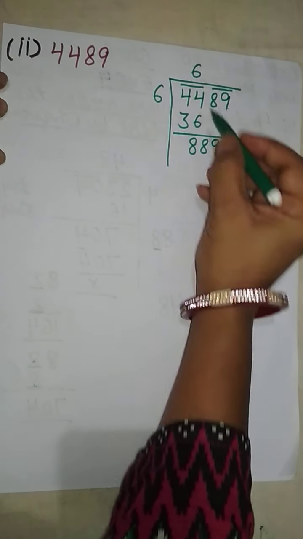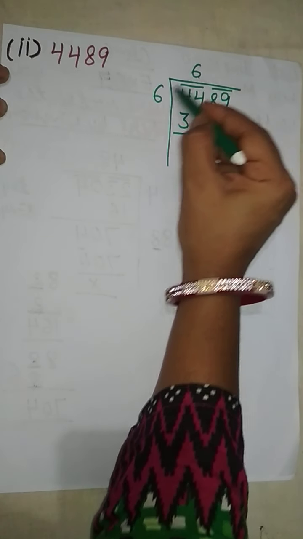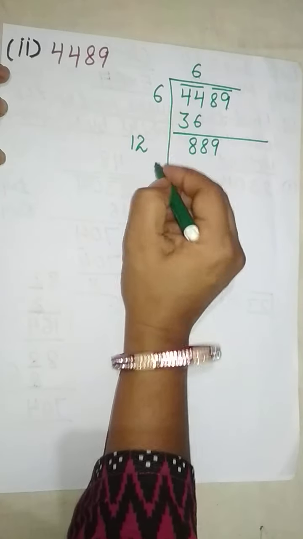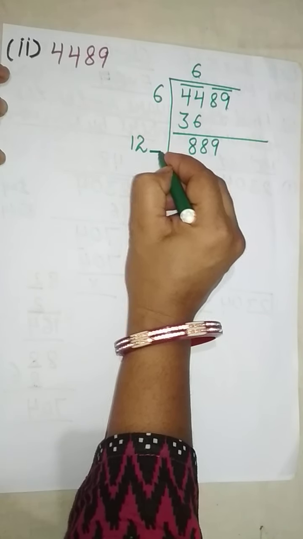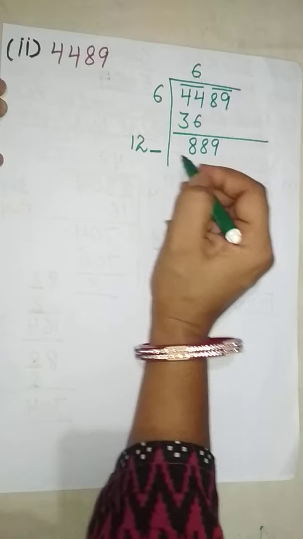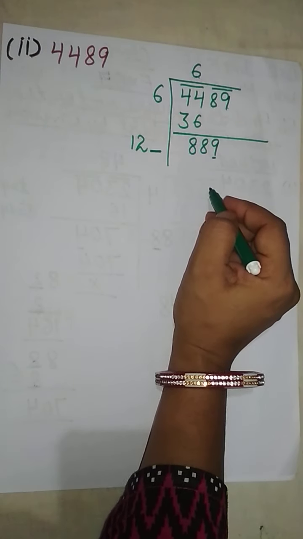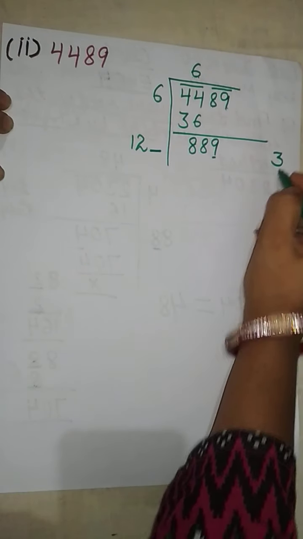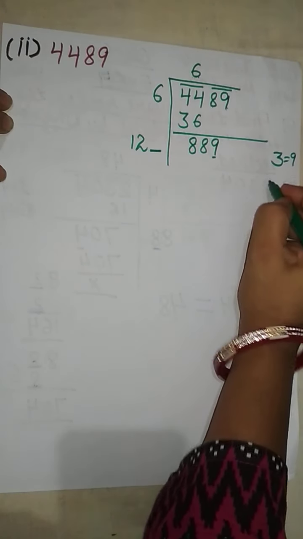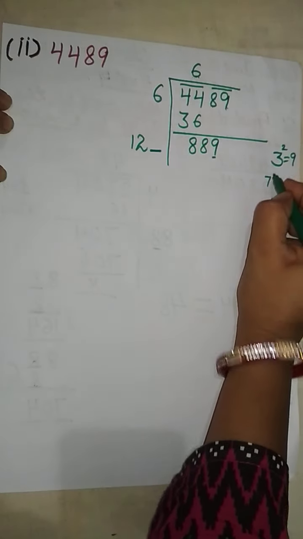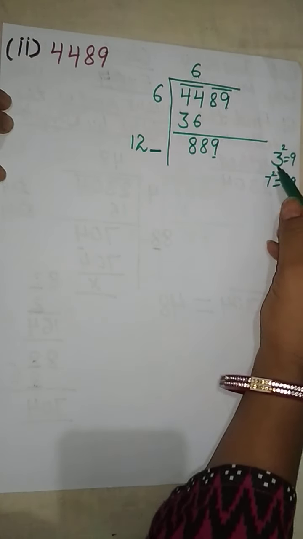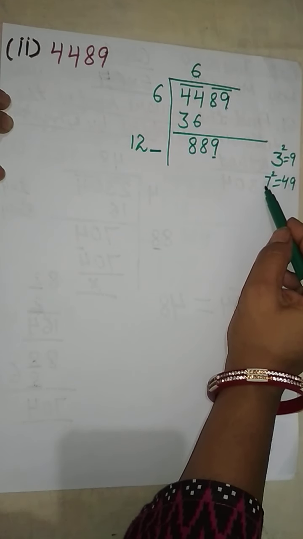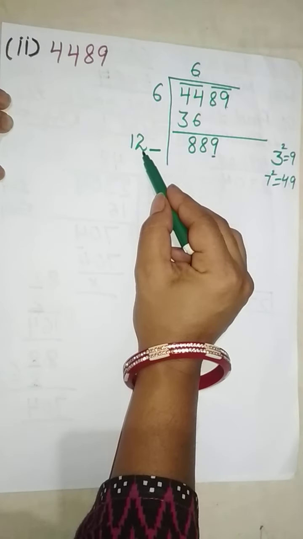It is 889. Now either double the 6 or add these two digits. This is 12. Now I have to find this digit which is to be multiplied. Now as the unit digit is 9, so either I can have here 3 whose unit digit is 9, and the square of 7 is also 49. We have two options here. Either I can write 3 here or I can write 7 here. Firstly, I'll multiply it by 3.